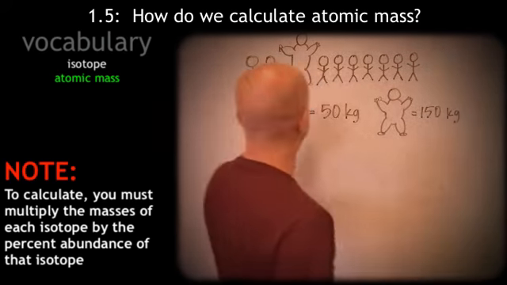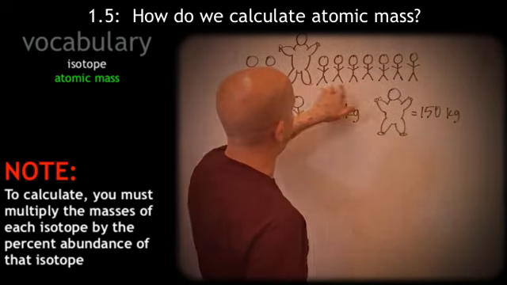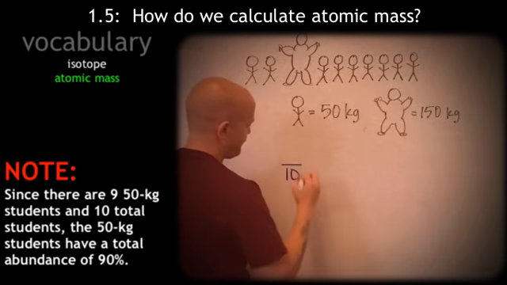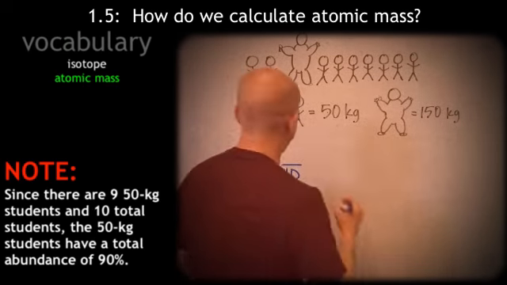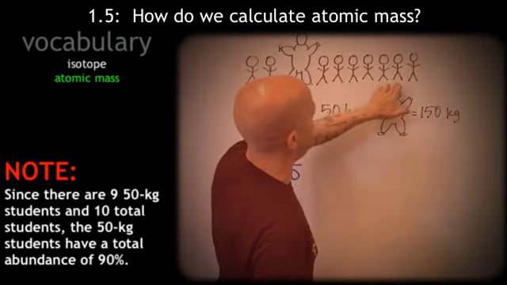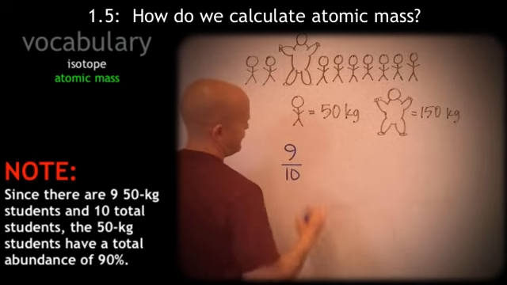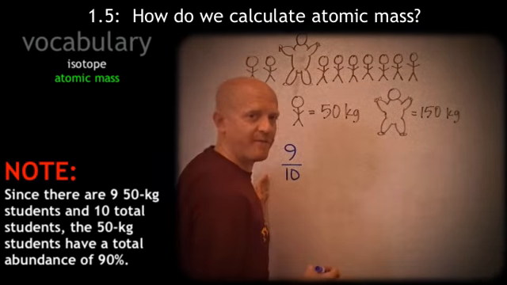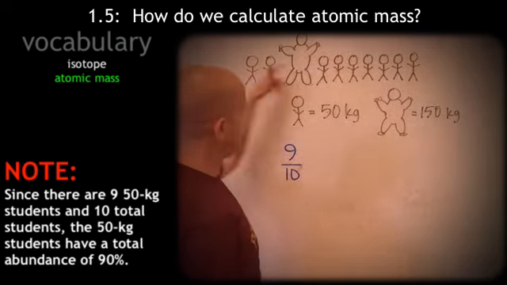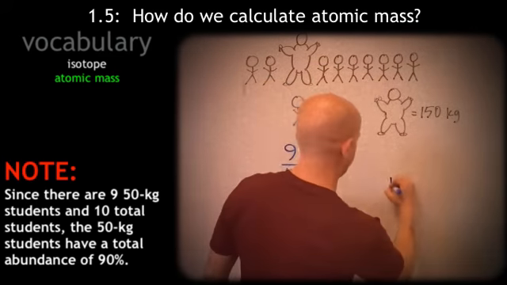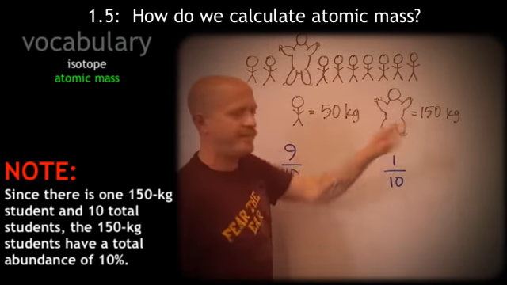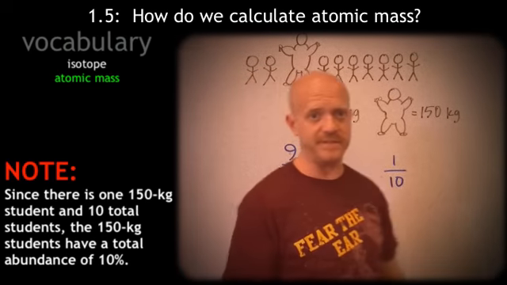So when I look at this, I have 10 total students. And I have 9 students at 50 kilograms. So 9/10 of my football players are 50 kilograms. And if I count again, I'm not going to change the total number, so that's going to also be 10. And I have 1/10 of them that are 150 kilograms.